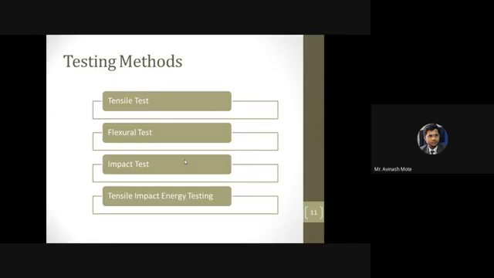So depending on the application the tests are different. So many tests are there, but basically we are going to see four mechanical tests which are generally used. The other tests we are not going to see because they are not in our scope, but there are so many tests. Okay, so let's see these one by one.